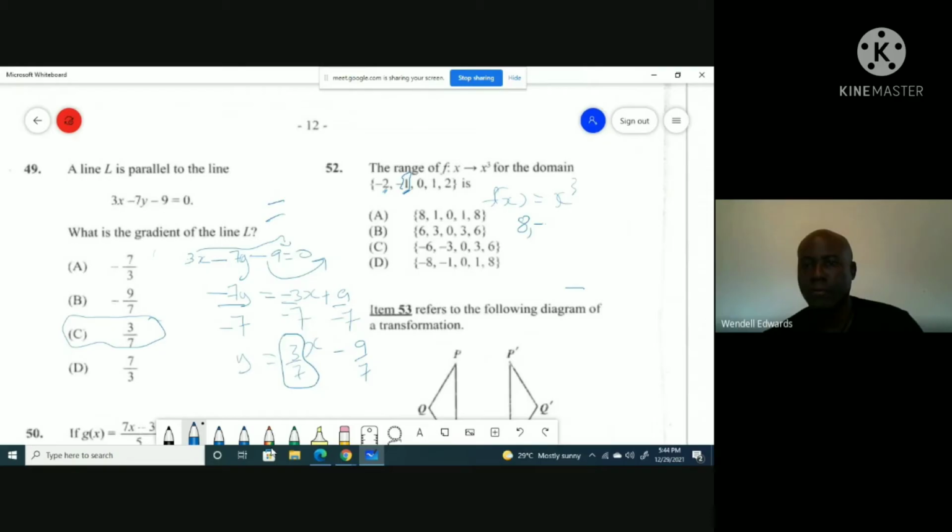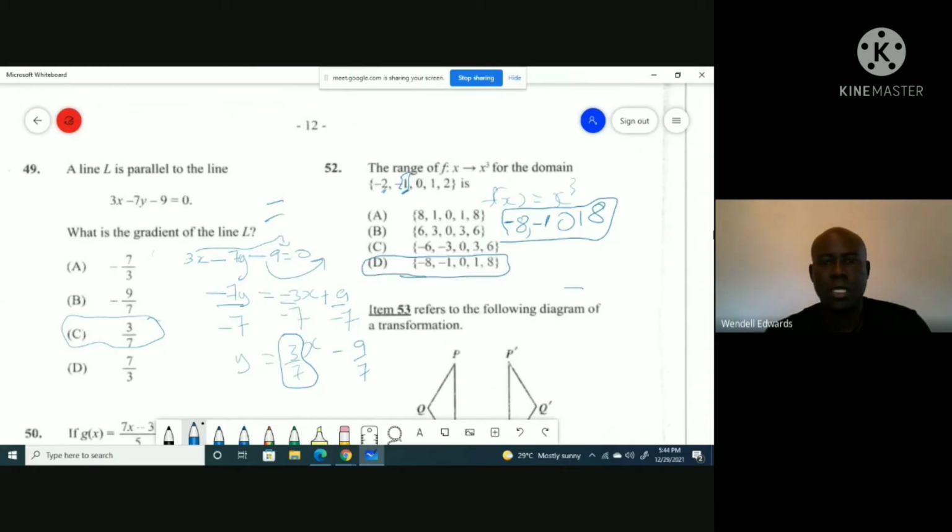All right. So negative 2 cubed is negative 8, should say. Negative 1 cubed is negative 1. 0 cubed is still 0. 1 cubed is 1. 2 cubed is 8. So I'm looking for all of these values: negative 8, negative 1, 0, 1, and 8. So I'm looking for that, which would have been this here. All right, let's look at 50.